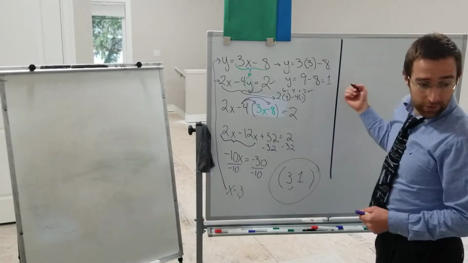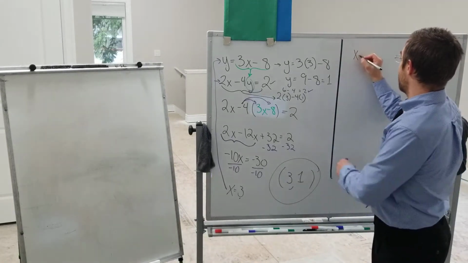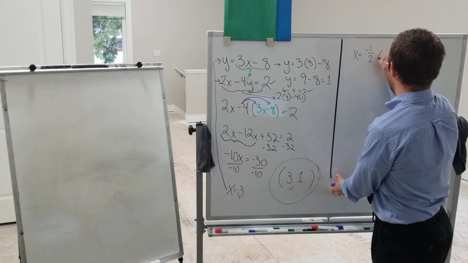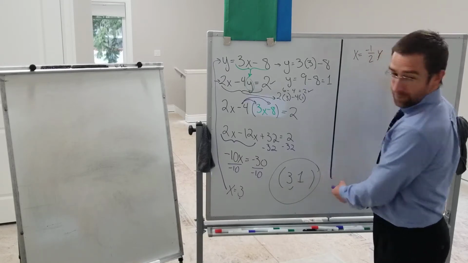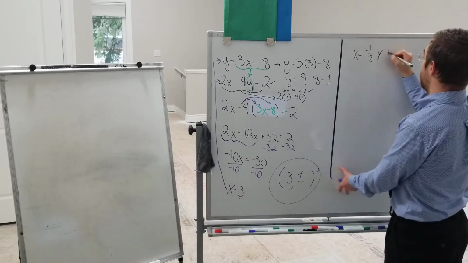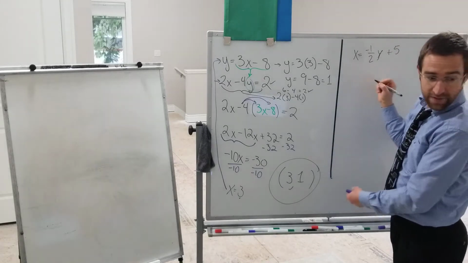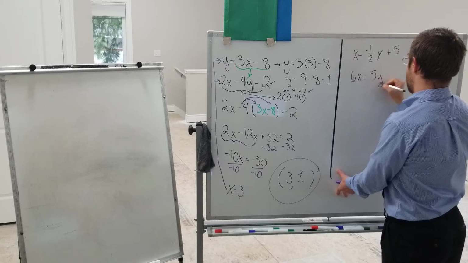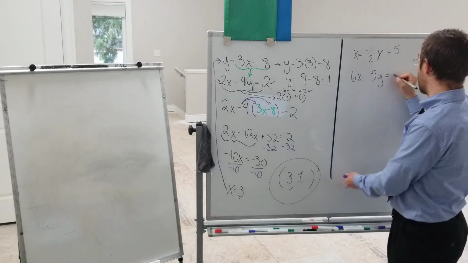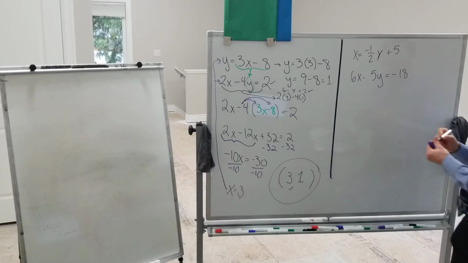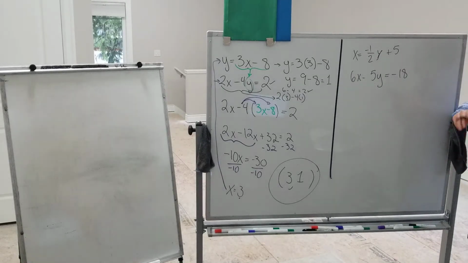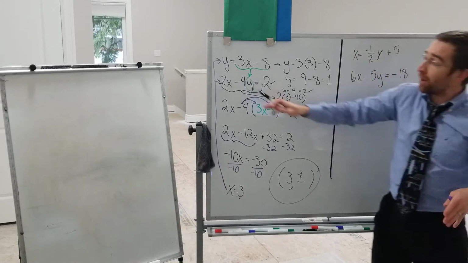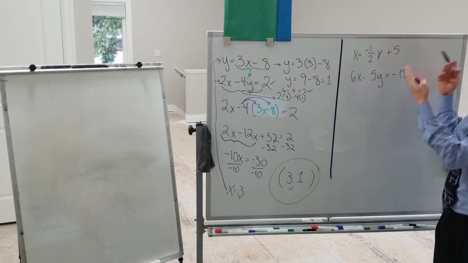So example 2, we have x equals negative 1/2 y, almost wrote an x there, plus 5. And then 6x minus 5y equals negative 18. All right, so when we're doing this, we look at both equations, we're like, all right, do we have an x equals or a y equals? Here, we have an x equals. In the last problem, we had y equals. This one, we have x equals.